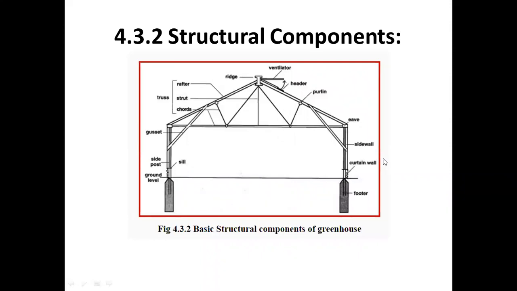Okay, this is the basic or typical diagram of structural components of a greenhouse. So you can see these are the principal rafters. This is the eave line. This is the ridge line. Sorry, this is the ridge point. This is the eave point. Along this ridge line, this is the eave point. This is the sill. This is the sill level. This is the curtain wall. This is the side wall. Here the gusset knee bracing are used.